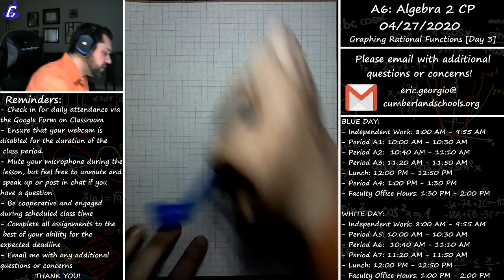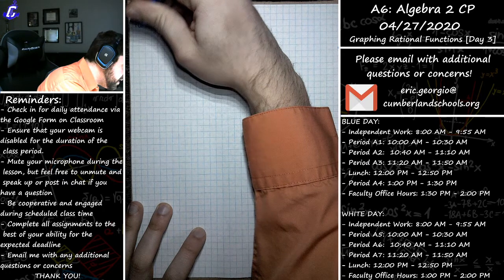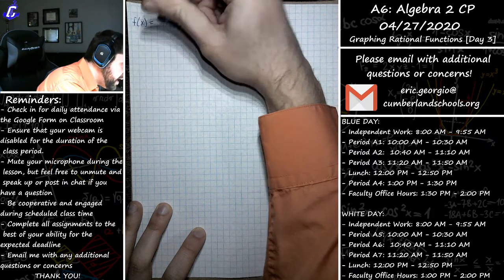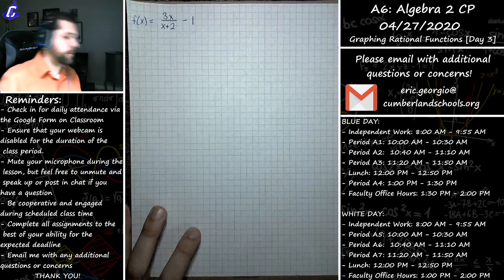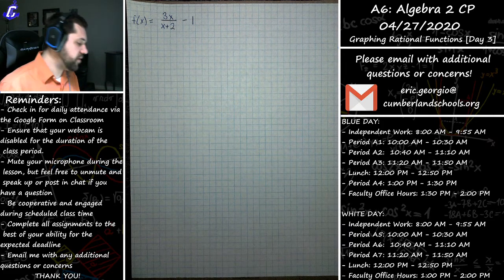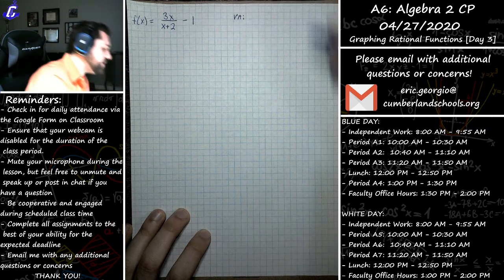All right, so starting with a problem like this. Ready? What if I asked you to sketch a graph of 3x divided by x plus 2 and then minus 1? Okay, the rational function has an x in the denominator, so we can go ahead and approach it just like any other. First things first, I'm going to try to find my vertical asymptote.